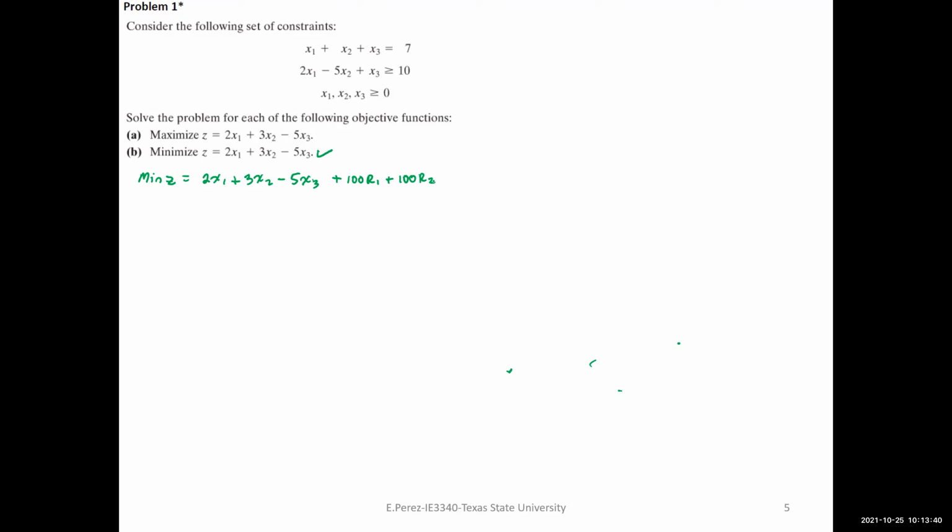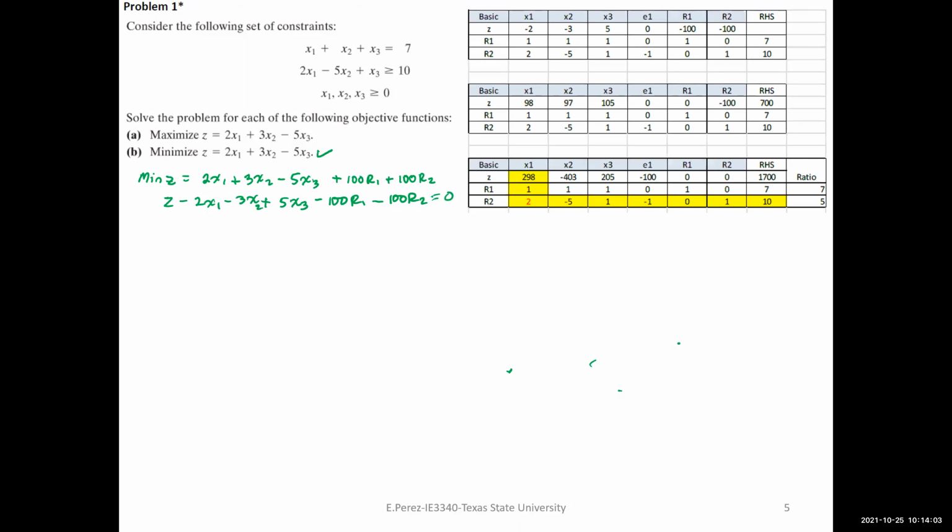So we are adding the artificial variables in the objective function, and then we set up again this objective function in this way: z minus 2x1 minus 3x2 plus 5x3 minus 100 R1 minus 100 R2 equals 0. So when we set up our coefficients, they're associated with that objective function: -2, -3, 5. So we have 0 for E1, minus 100 and minus 100 for the artificial variables.